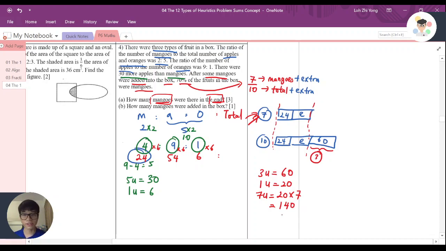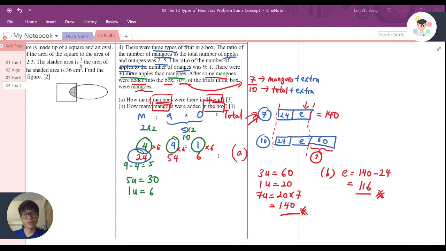Then of course this is A. We are done with A, 140. Now, B was asking how many mangoes were added into the box, which is what we need to find, E. I know that 24 plus E is equal to 140, right? So to look for E, I need to use 140 minus 24, and that will be equal to 116. And that is our final answer. So we are done for this question.